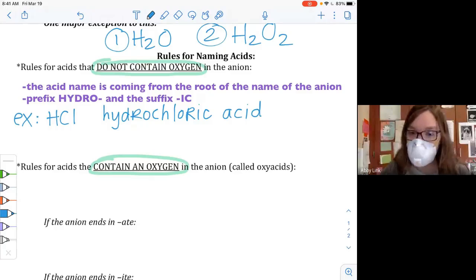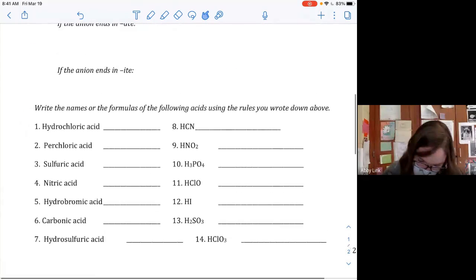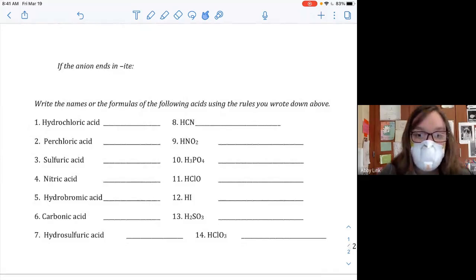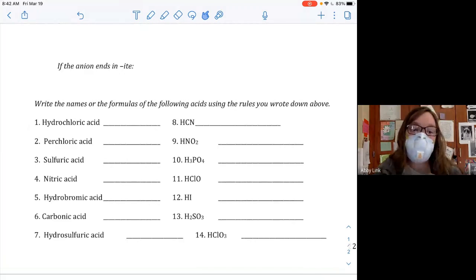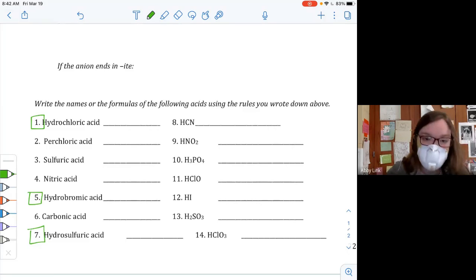Go step by step. Start with that prefix, put the root in, and then add the IC at the end. Let's take a look. Go down to the bottom, and let's start by identifying the acids that begin with hydro. Hydro really tells us that that acid is not going to contain oxygen. So let's circle the ones that begin with hydro on the name side. We have hydrochloric acid again as number 1. I see hydrobromic acid, and I see hydrosulfuric acid.